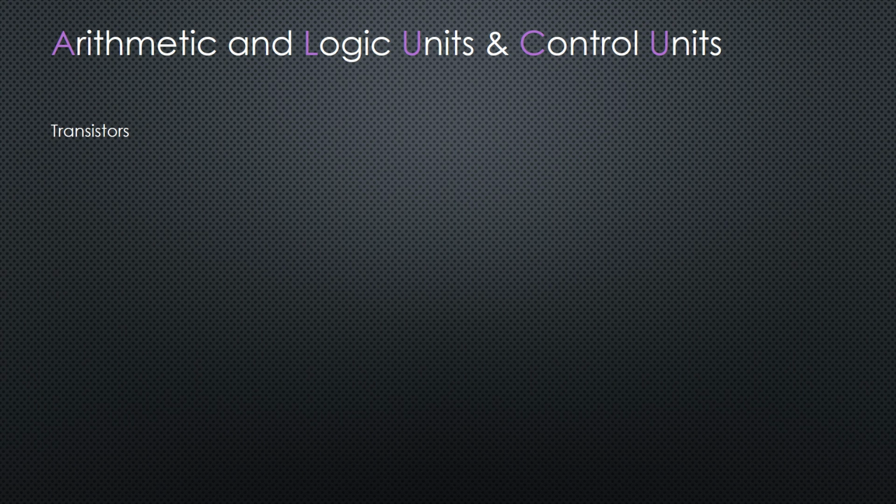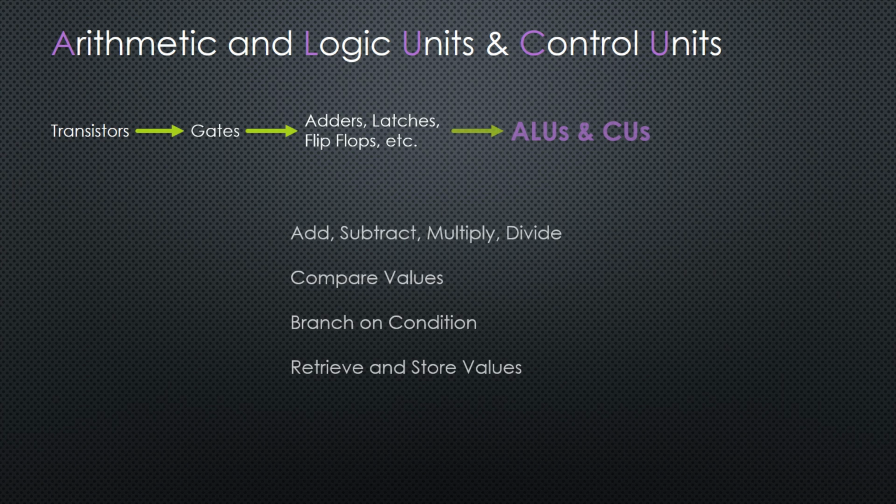And so when we combine a bunch of these individual circuits together, we can build up from our transistors to gates, and from gates we can build up these complicated things like adders and latches and flip-flops. And from those, we can combine them together to create these arithmetic logic units and control units. This is what allows us to go find something from memory and pull it back into the arithmetic unit and add them together and store that result somewhere else. So the combination of those ALUs and CUs allows us to build what we would consider a CPU.